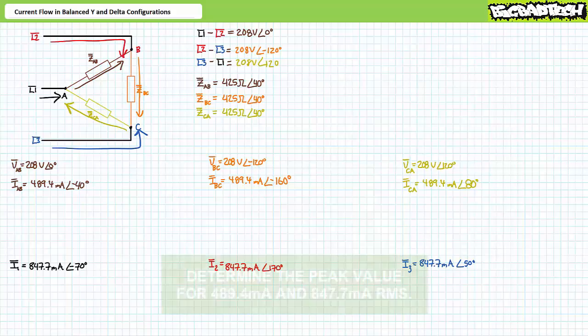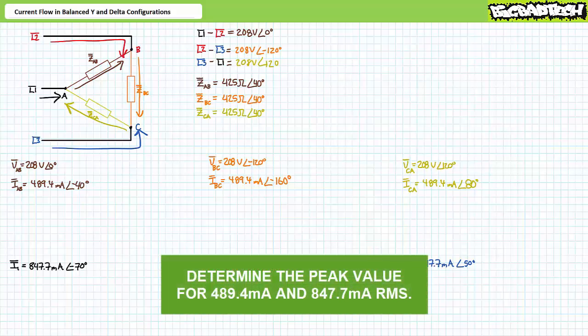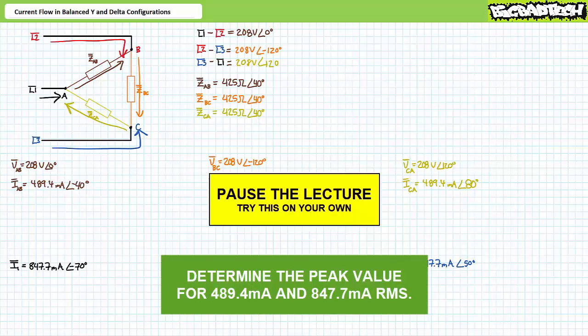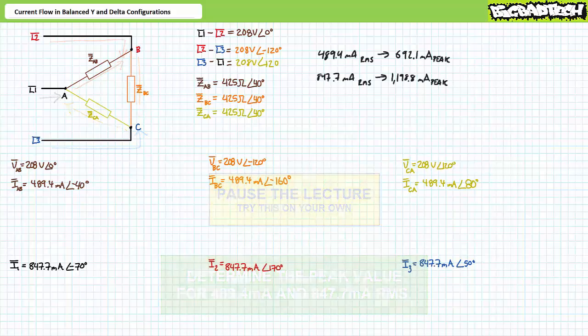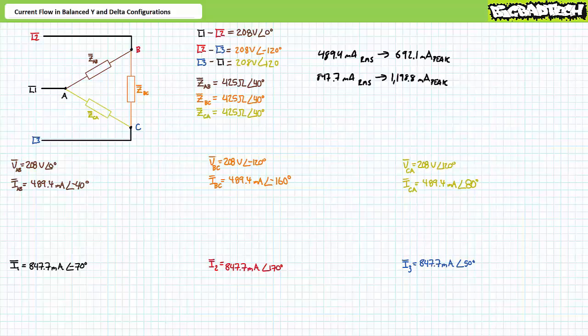As previously, I invite you to determine the peak values for both load and line current for this balanced delta configuration. By all means, pause the lecture and do so now. If you're tracking, you should have obtained the following values. Load current will have a peak value of 692.1 milliamperes, and line current will have a peak value of 1,198.4 milliamperes, almost 1.2 amps. Let's again assume a 50 Hz frequency for the purposes of easily divisible instantaneous analysis.